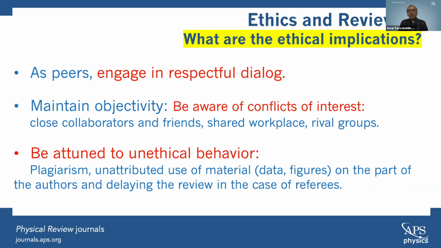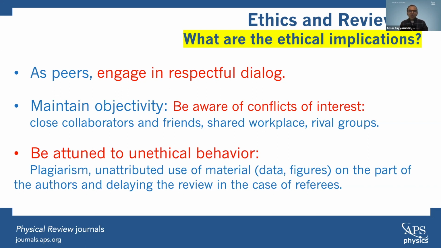Okay, and then my final point is when you're reviewing a paper and you become aware of unethical behavior, please let us know. So in the case of a referee, if you notice that, for instance, there's plagiarized text in a paper, or there's an unattributed use of material like data or figures, or other behavior that's not compatible with scholarly integrity, you should make us aware of it. So that's unethical behavior on the part of authors.